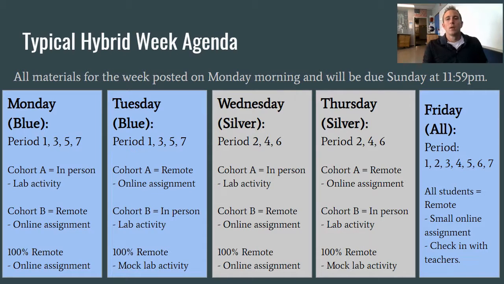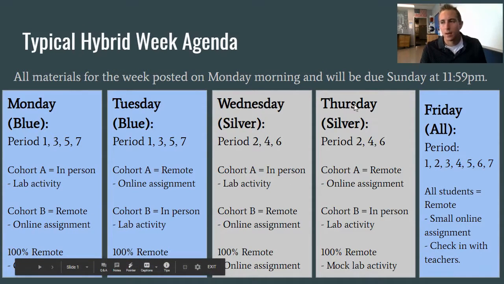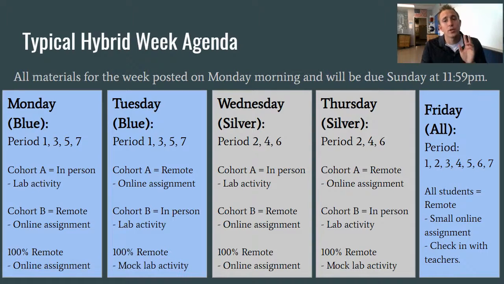Okay, so for Tuesday then, cohort A is going to be remote, so you guys will be at home, and you'll be doing that same online assignment that cohort B did here. Then cohort B, you're essentially switching with cohort A, and now you're going to be coming in person. And again, this is just your blue day classes, so periods 1, 3, 5, and 7. So cohort B on Tuesday will be doing the in-person lab activity.